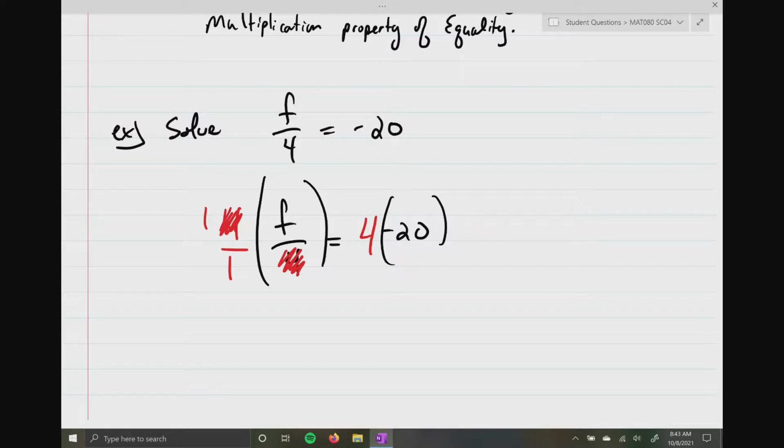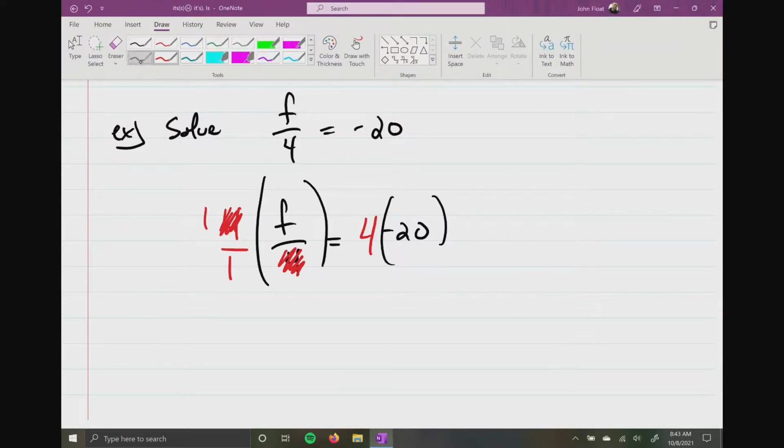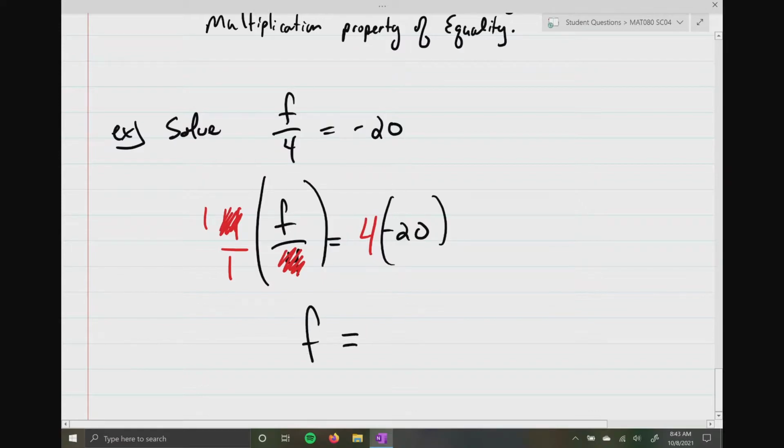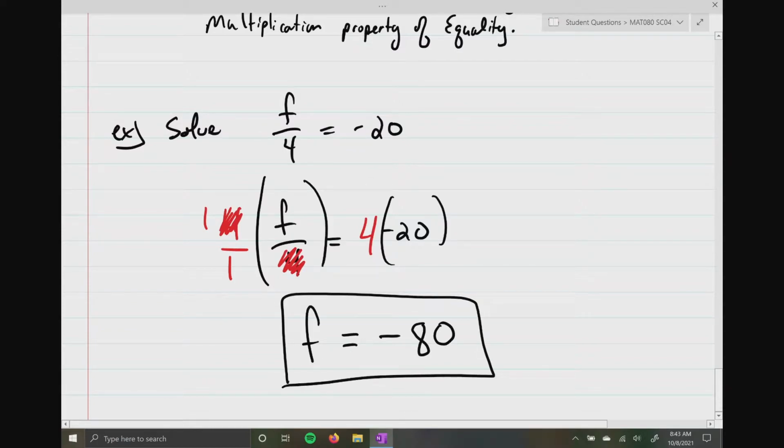So on the left-hand side, we're going to get the letter F. And on the right-hand side, what is 4 times negative 20? Well, easy part. A positive times a negative is a negative. That's the easy part. 4 times 20, you got to know how to do that. And that's 80. That's it. That is it. Was it that difficult?